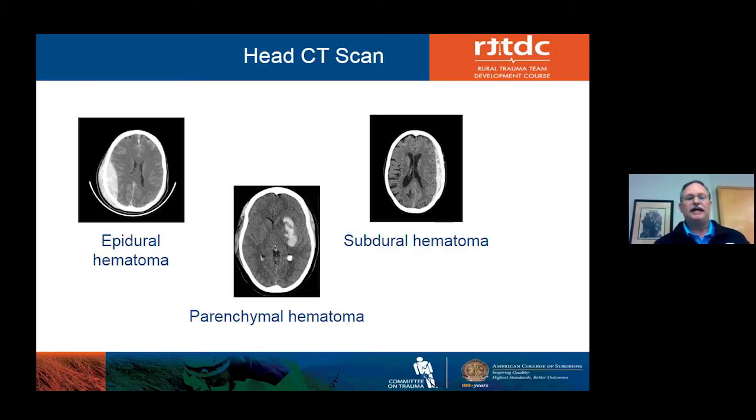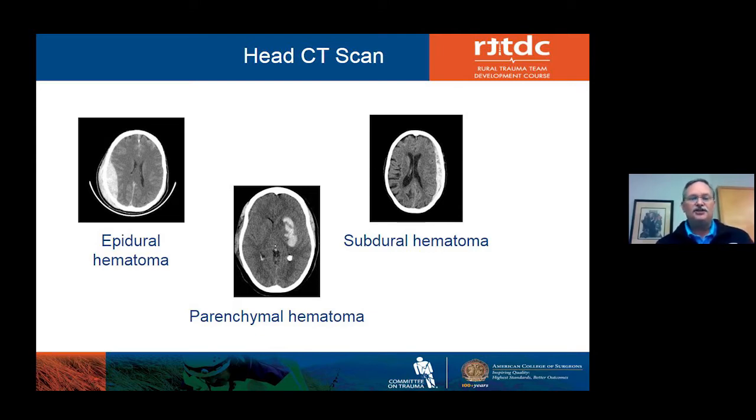Some examples of bleeds that you might see as you go through your resuscitation. You might notice that initially the patients are stable, so you do a workup and you find these on CT scans. You have epidural hematomas, which basically is more arterial bleeding. These are the patients that basically have a brief loss of consciousness, probably a period of lucidness, and then they rapidly decompensate.